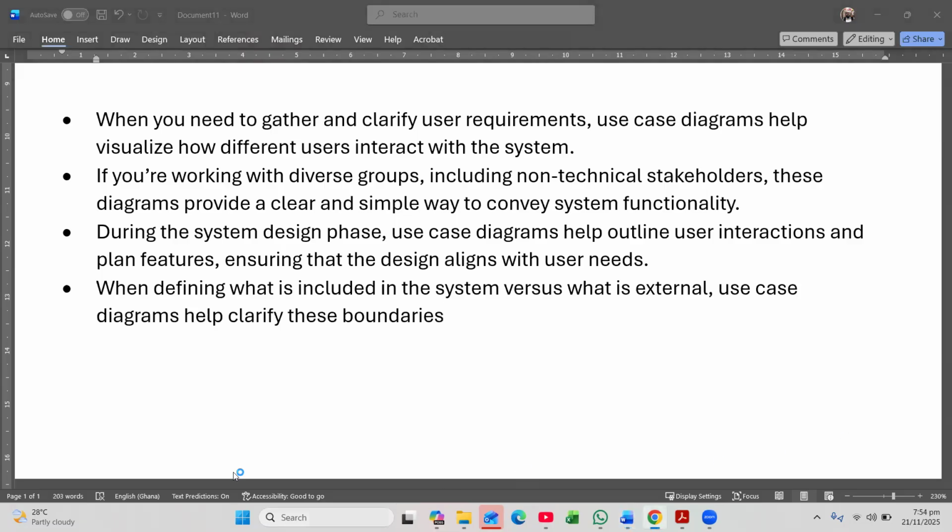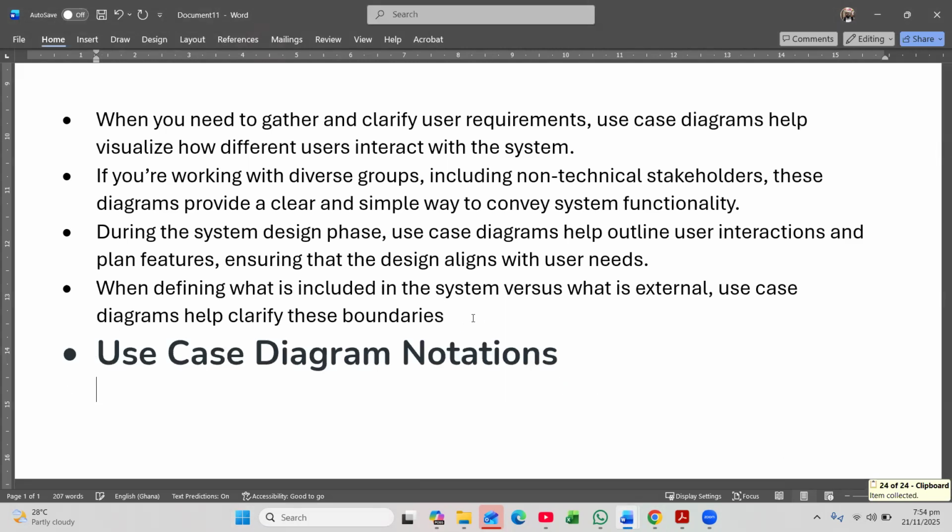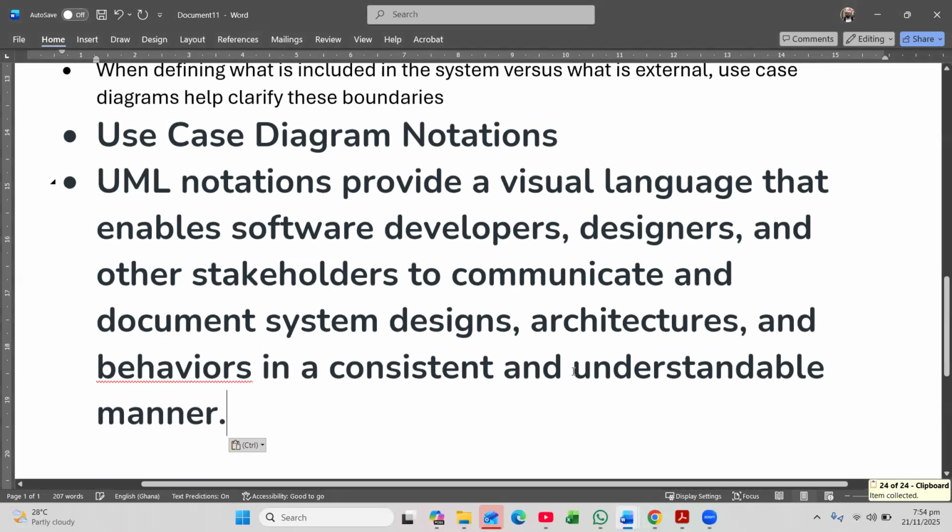So in use case diagrams, there are annotations. UML annotations provide visual languages that help designers to develop their application. So here we have the tools we use to design our diagrams. What are the tools which we use to design our diagrams?